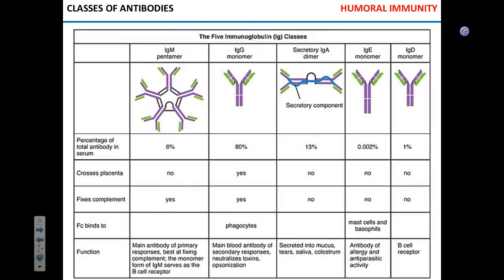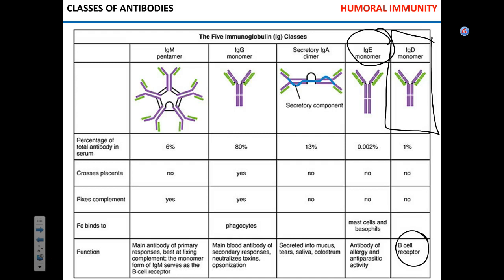Antibodies have 5 classes. And what I'm looking for in terms of your knowledge here, I'm going to start with the most boring on the right. It's IgD. It's the B cell receptor. Okay. And that's it. Like, seriously, that's it. B cell receptor. That's all I need to know.